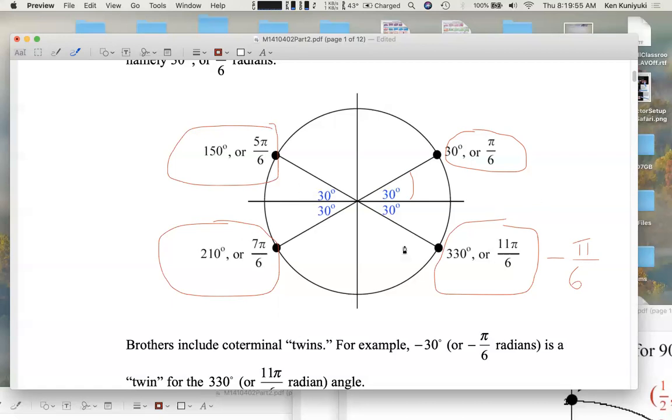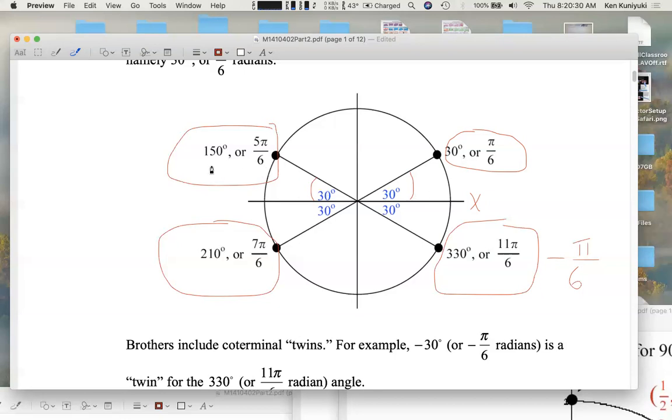And why are these brothers? Why are these co-reference angles? Because they share the same reference angle. A reference angle is an angle that a non-quadrantal angle, so we don't want like 90 degrees, it's the angle that a non-quadrantal angle, if you look at the terminal side, the angle that the terminal side makes with the x-axis. And it's always going to be acute. By definition, reference angles are always acute, like 30 degrees.